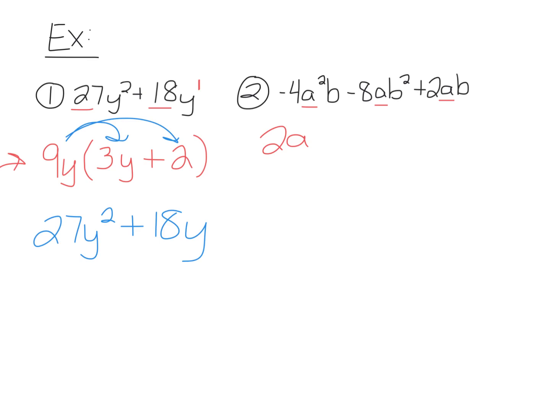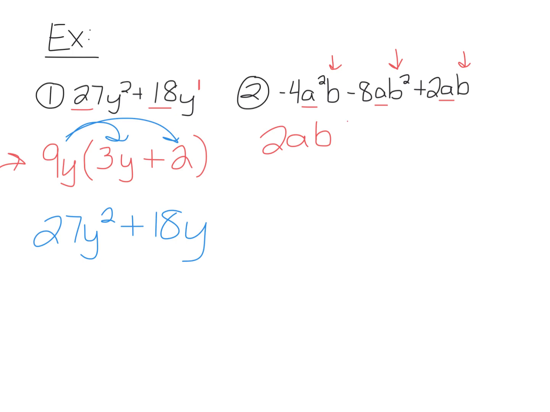Now look at the B's. This one has 1, this one has 2, this one has 1. What's my least value? 1, so I'm going to take 1B out. Okay, can I take anything else out? No, that's my GCF. What is my next step?